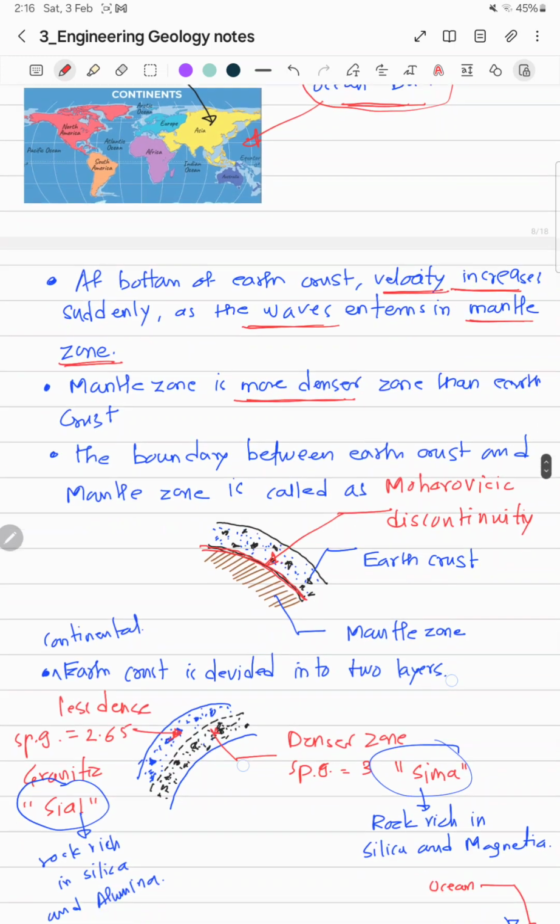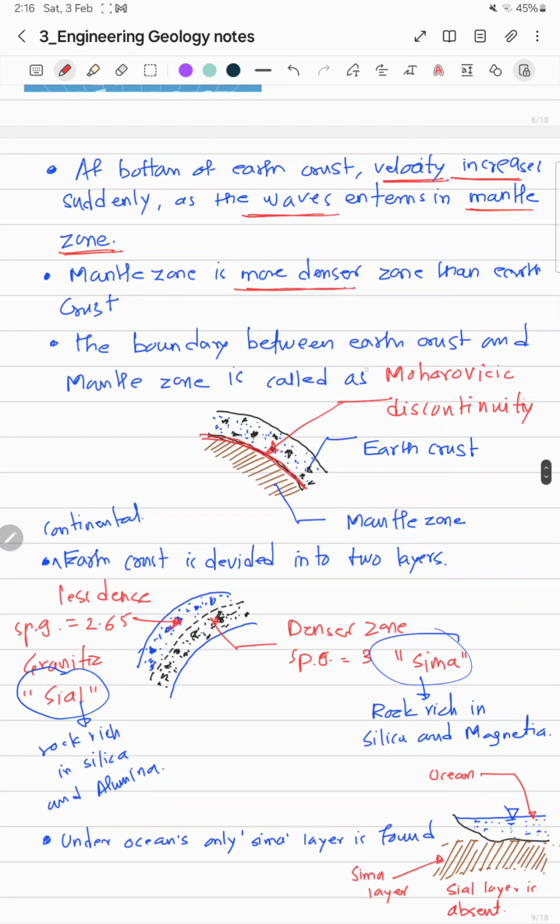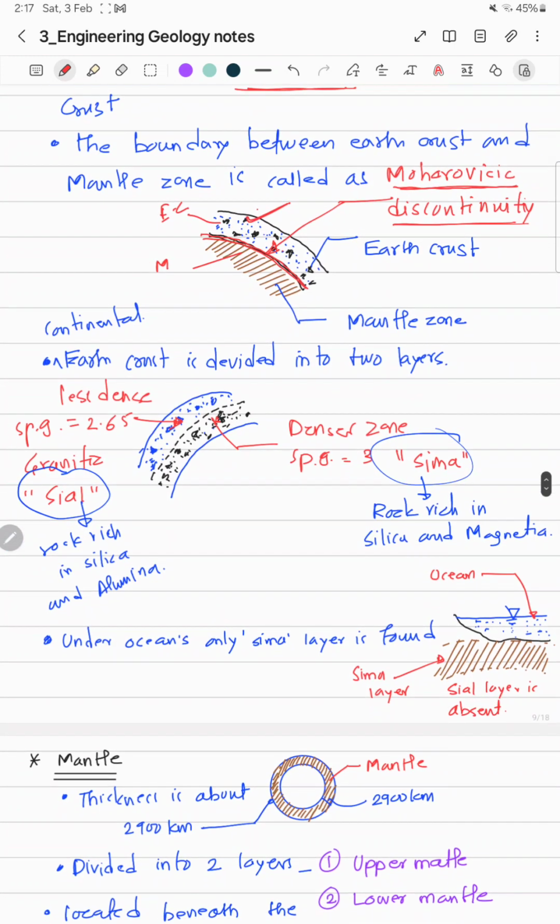The boundary between the earth crust and the mantle zone, so this is the earth crust and this is the mantle, is called the Mohorovicic discontinuity. This earth crust is divided into two layers, the top layer and the bottom layer.